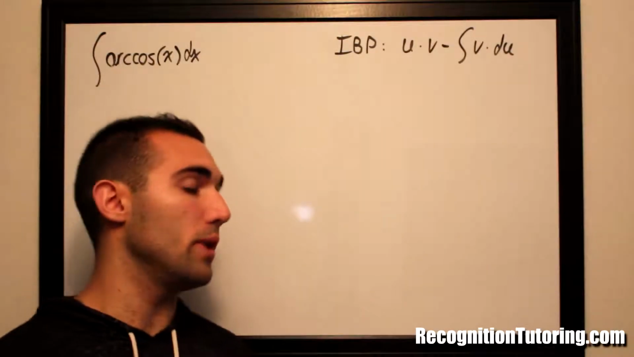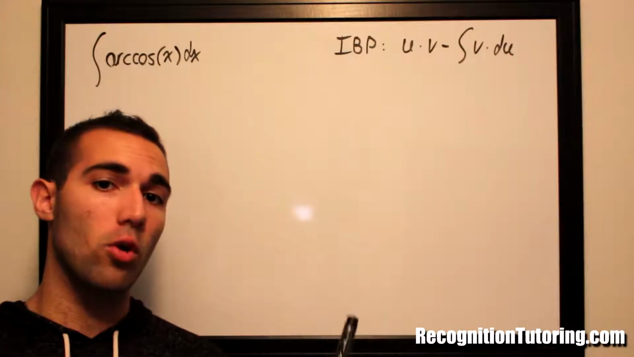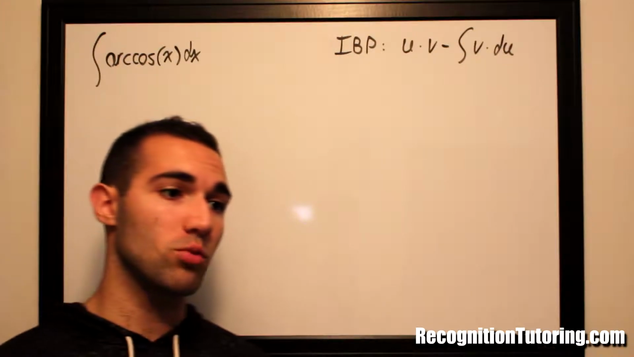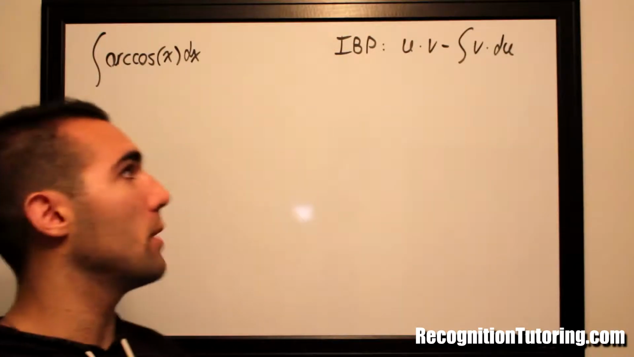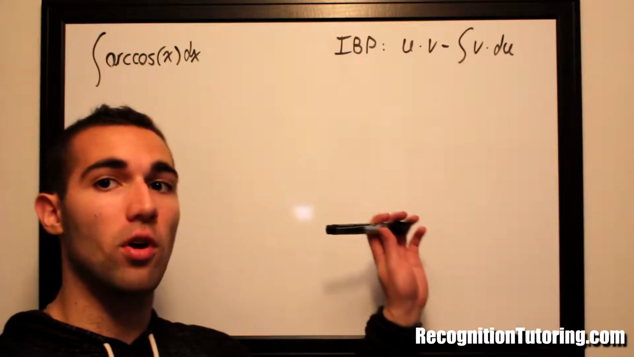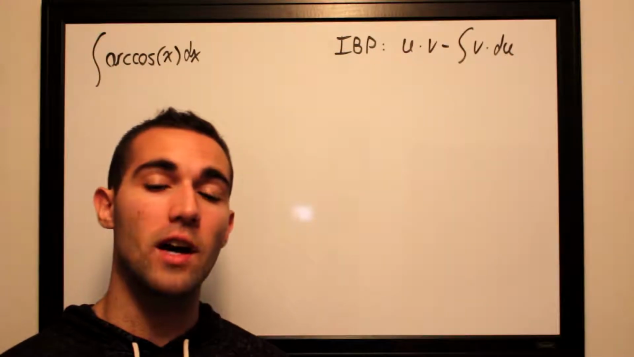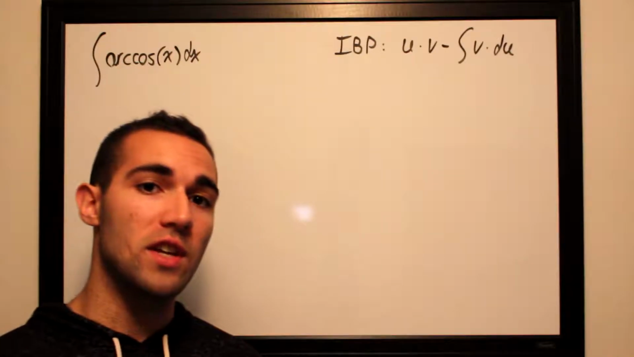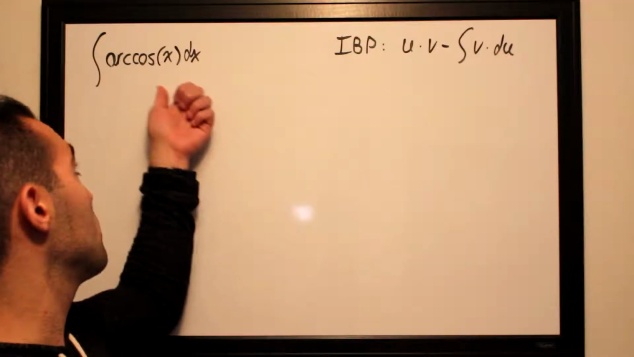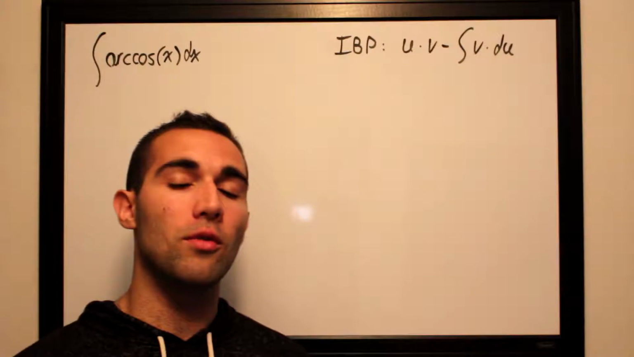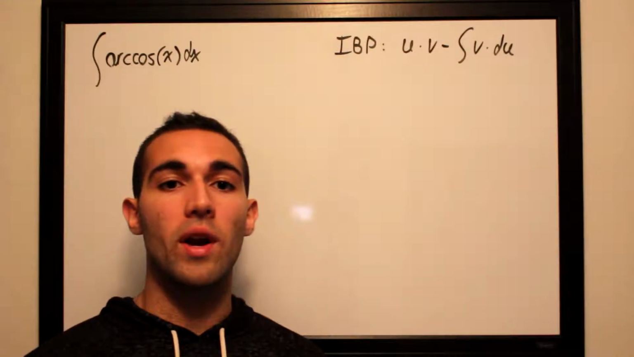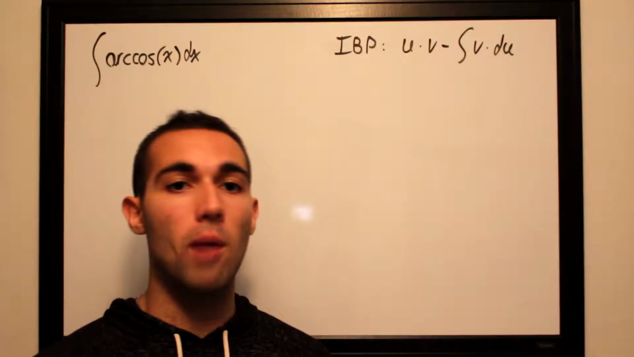So in today's video we will be evaluating the integral of arc cosine of x, or inverse cosine of x, whichever you prefer, using a method called integration by parts, which follows the formula: u times v minus the integral of v times du, where u is an easily differentiable function that shows up somewhere in the integral, and v is the integral of whatever is left over if you cover up your u.